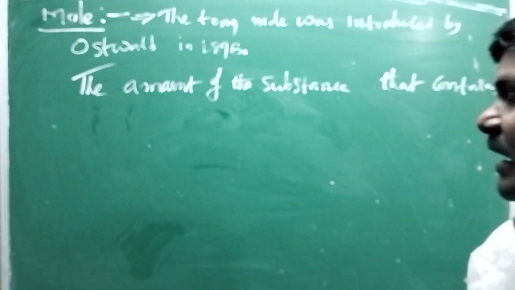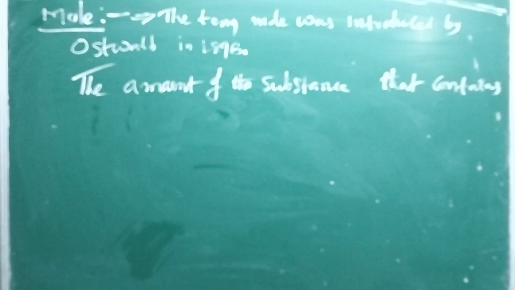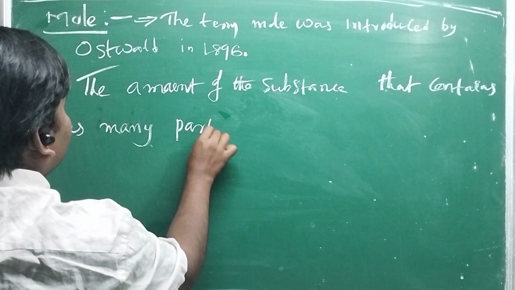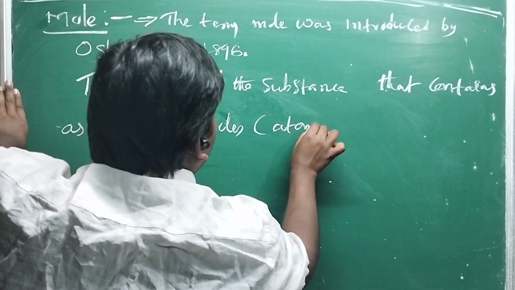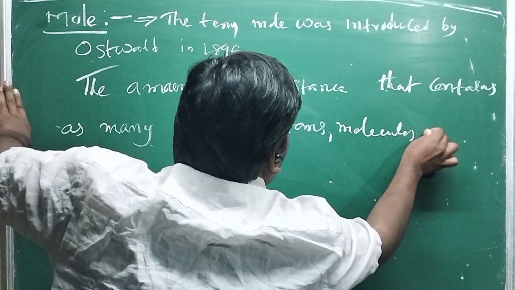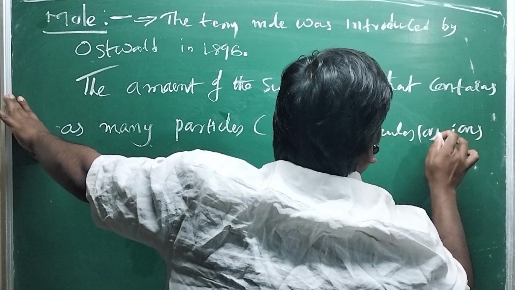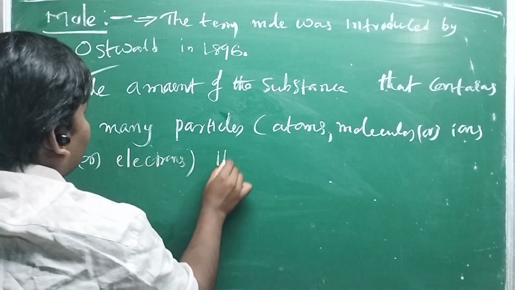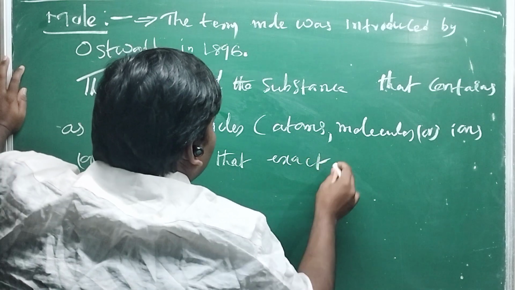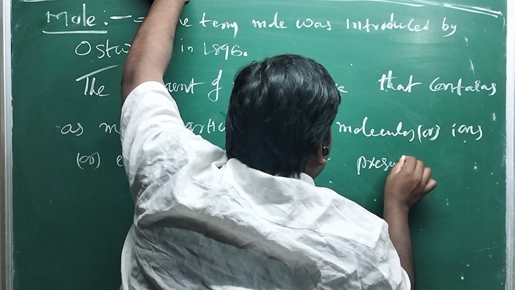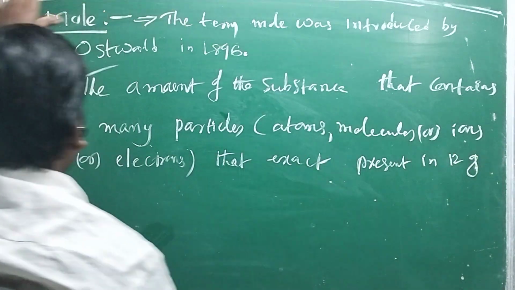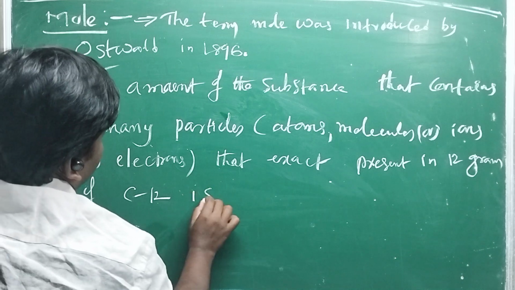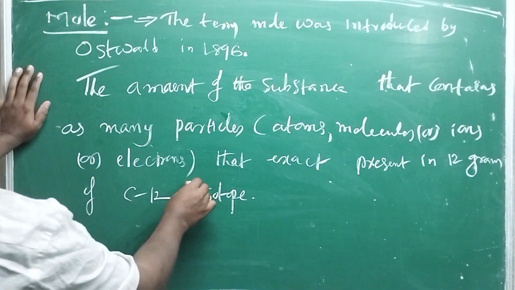The amount of the substance that can contain as many particles, like atoms, molecules, ions or electrons, as are exactly present in 12 gram of C12 isotope is called a mole.